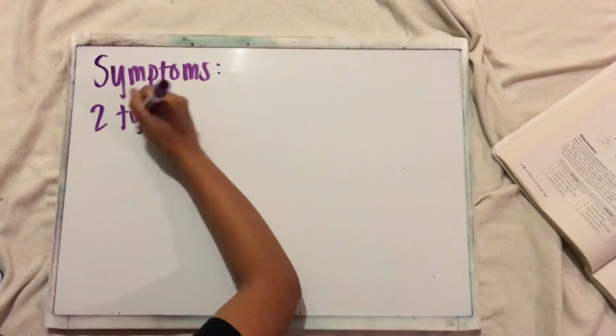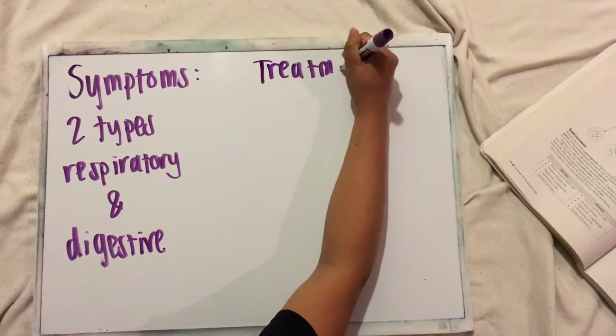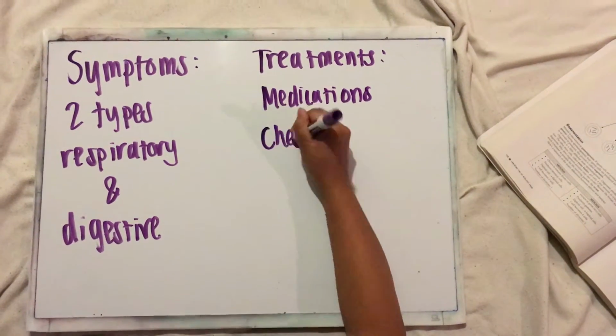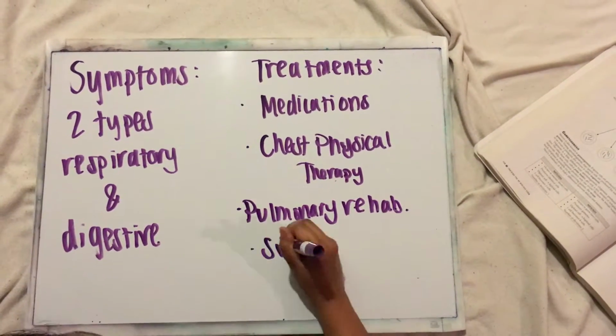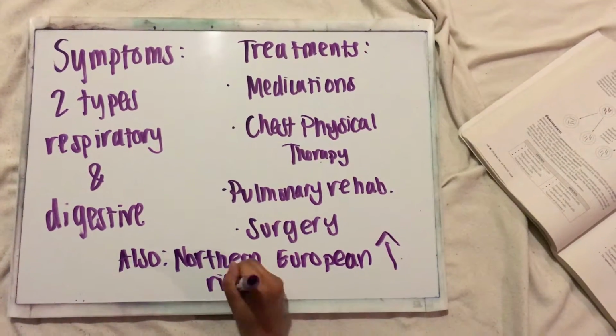In respiratory symptoms, some symptoms can be persistent coughing, and in digestive symptoms, some can be poor weight gain. Some of the treatments like medication would be antibiotics and chest physical therapy, pulmonary rehabilitation, which can be exercise training, and surgery.